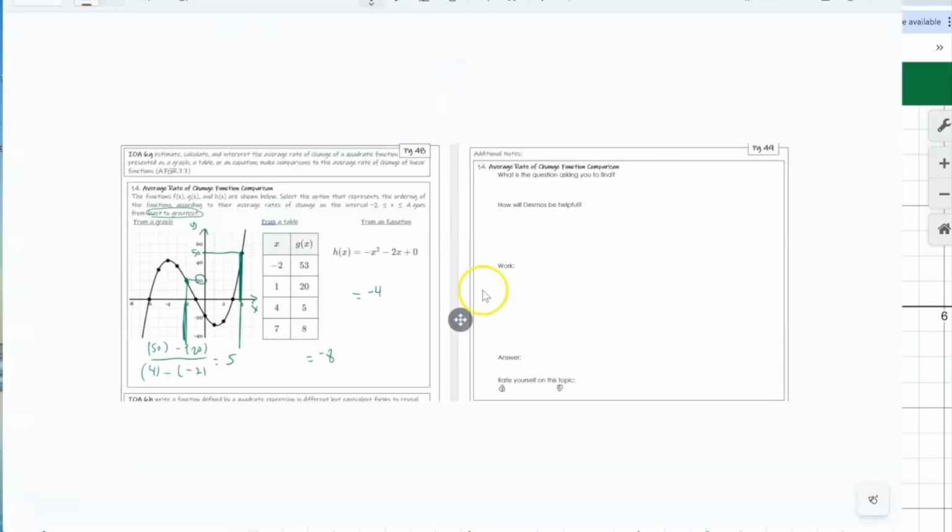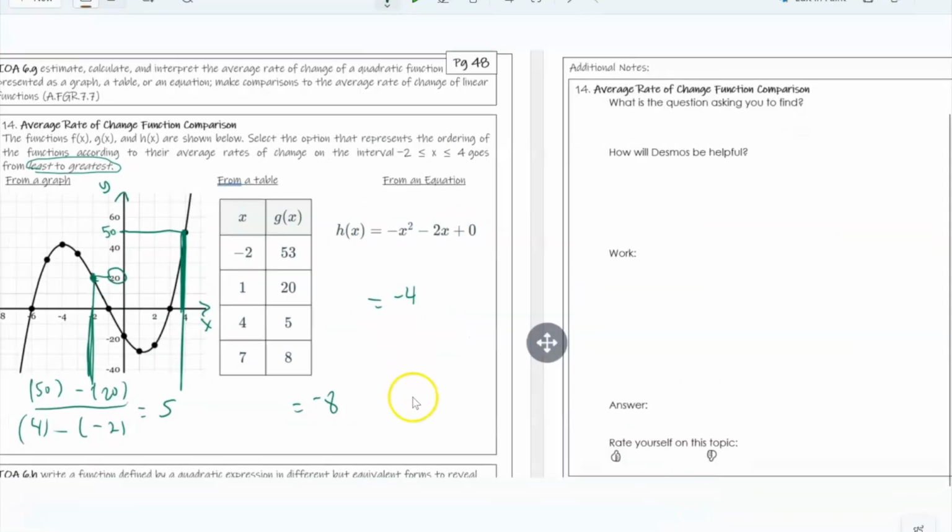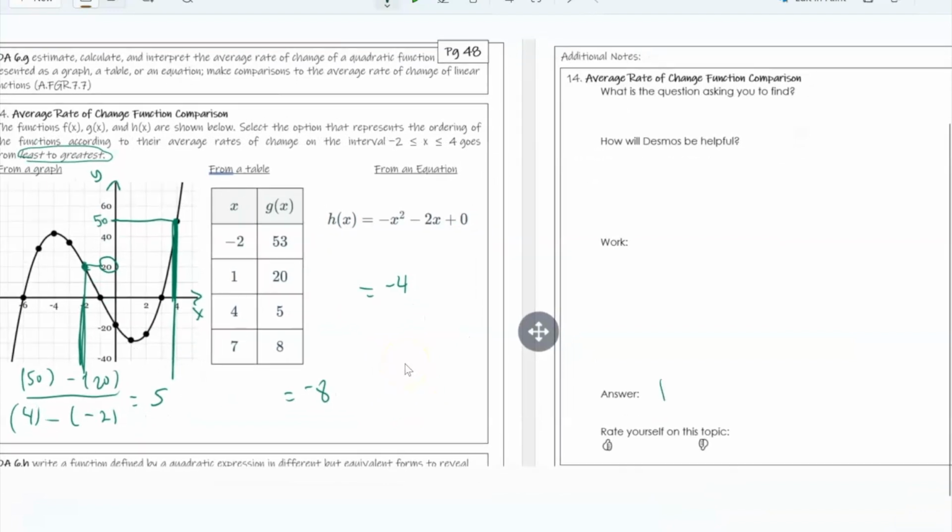And that's all you're going to write down, only using their functions. So it's going to be h of x, then, oh, I'm sorry, not h of x. I'm just checking to see if you're listening. g of x is first, because it's -8, then h of x, and then finally f of x. So if they ask you to order it least to greatest, that is it.